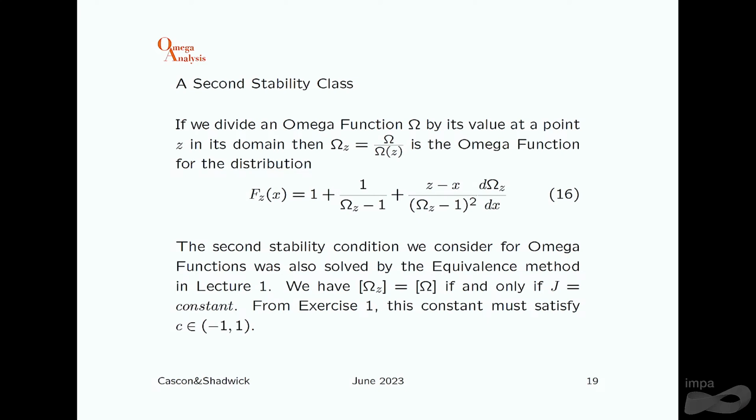So this is the second stability condition. We want to know, when is this not changing things by more than you can undo with an affine transformation? Right? That's the stability condition. And we saw in the first lecture that stability condition, independent of what the function was, just a matter of the equivalence class under affine transformations, was j equals constant.